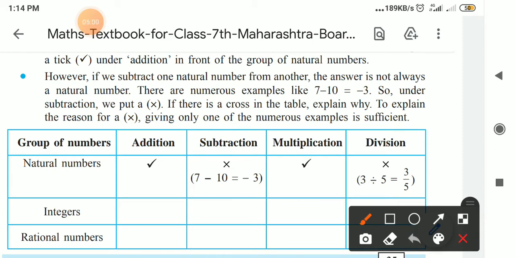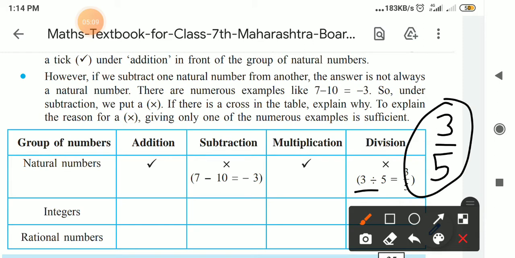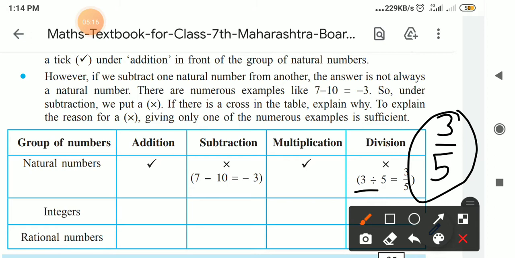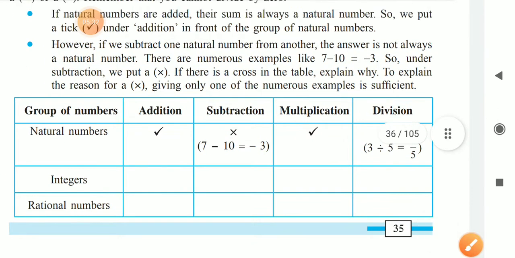The division, so here 3 divided by 5. If we see here, 3 and 5 are not divisible by any number because both are prime numbers, and so the division remains, that is 3 upon 5. Okay, 3 upon 5, and that's why here the cross is given, because 3 upon 5 is not a natural number. In this way we have to complete the box, right?